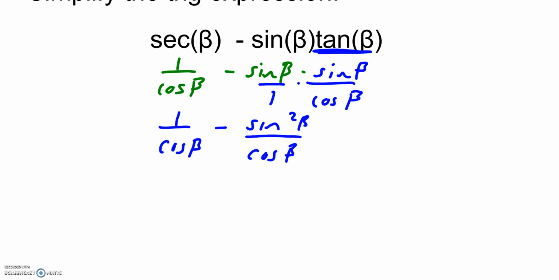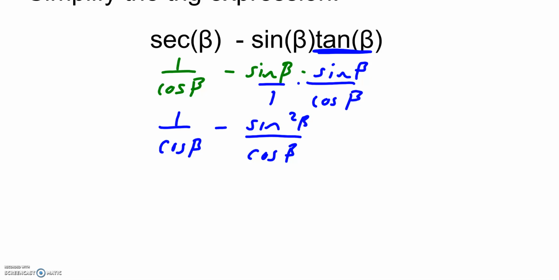What we did right before the last video ended was we replaced secant with 1 over cosine and tangent with sine over cosine. We multiplied these together and got sine squared beta over cosine squared beta. And I mentioned that it seems like we're making this more complicated, but we actually made our lives easier.